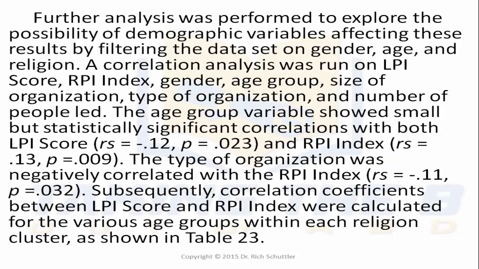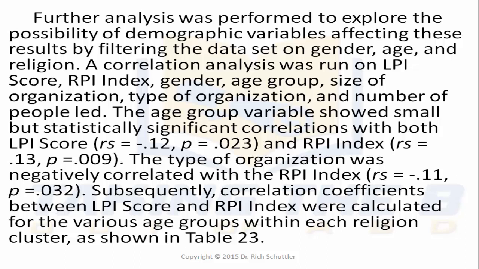He went on to indicate further analysis was performed to explore the possibility of demographic variables affecting these results by filtering the data set on gender, age, and religion. A correlation analysis was run on the LPI score, RPI index, gender, age group, size of organization, type of organization, and the number of people led. The age group variable showed small but statistically significant correlations with both the LPI scores and the RPI index, and it gives you the numbers there. The type of organization was negatively correlated with the RPI index.